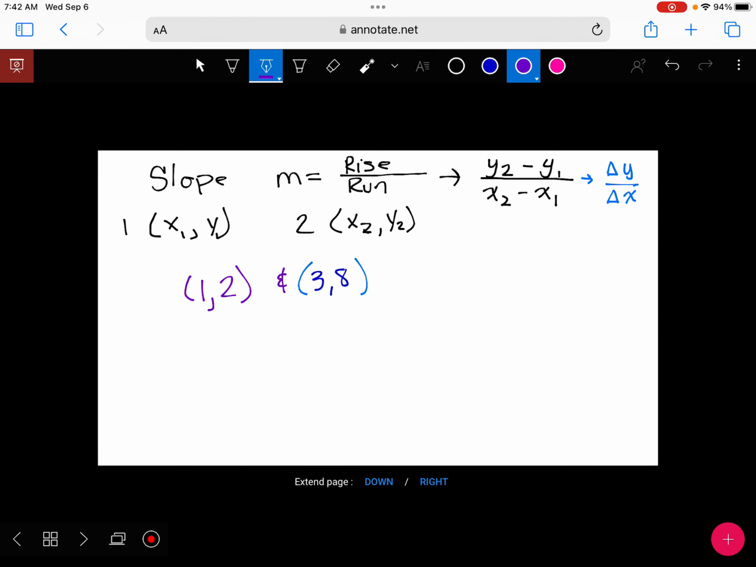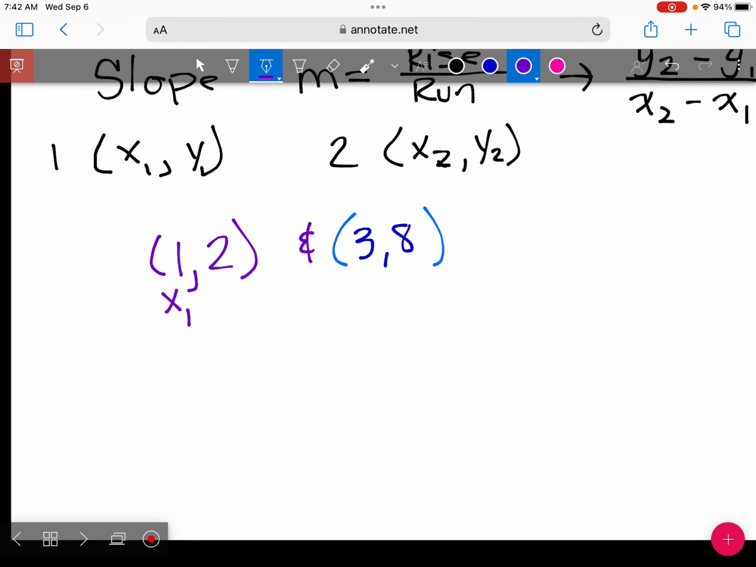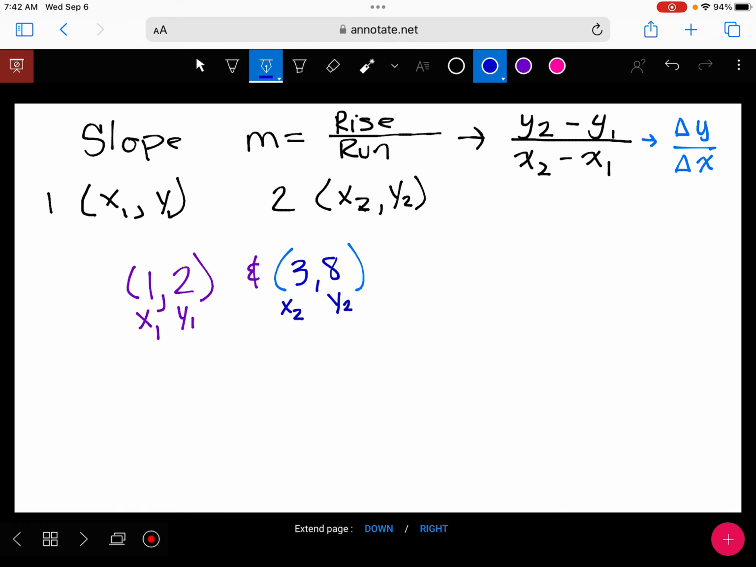So what we're going to do is we're going to call this point 1. This is x1. Sorry, I've got to zoom in here. We're going to call this one x1, and we're going to call this guy y1, because it's my x and y for my first point. We're going to call this one x2, and this one y2. It's the x's and y's. And what we're going to do is put them up here.